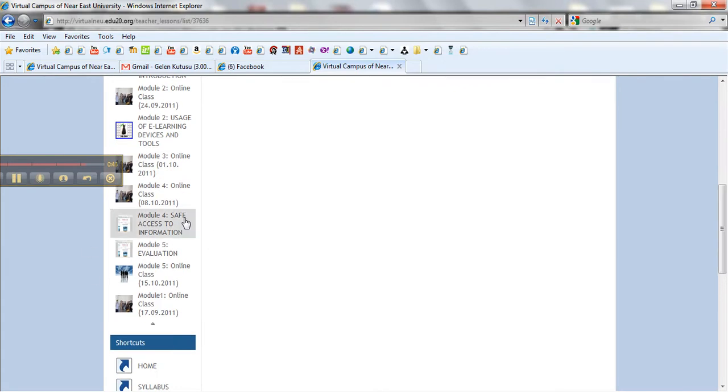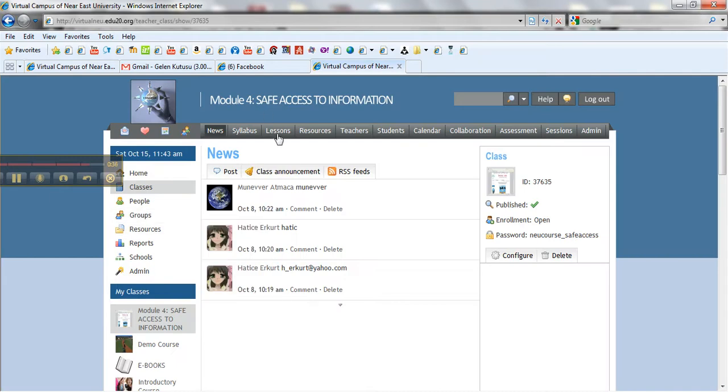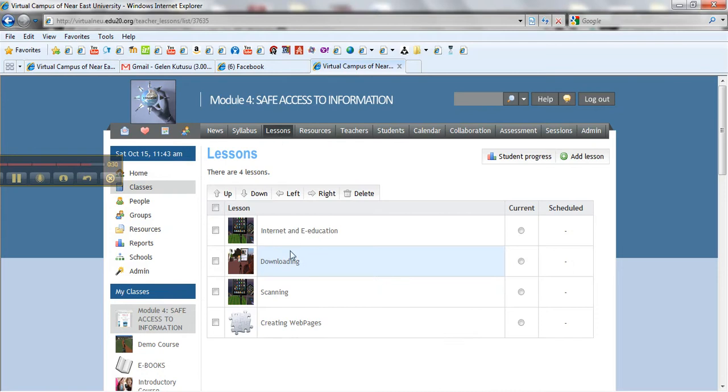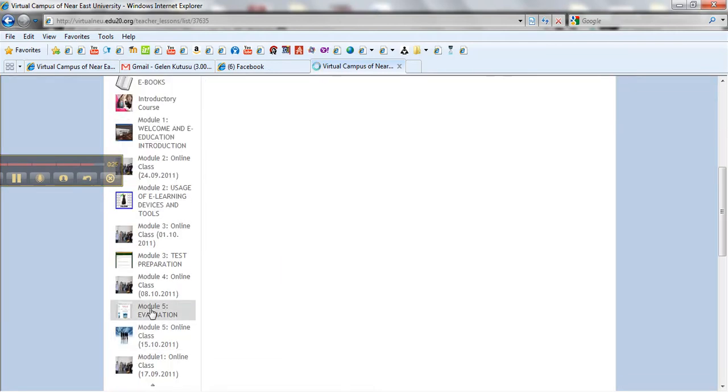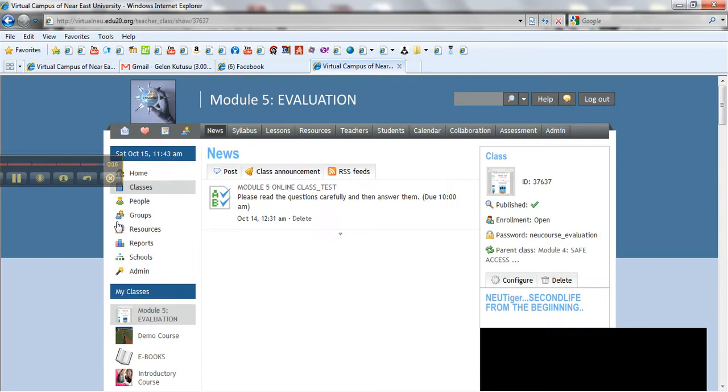Then we have seen module four. And in this module four, we had lessons of safe access to information, internet and education, downloading, scanning, creating web page. And our last module was evaluation. We have experienced how we can upload something to our portfolio and how we can evaluate our students using Microsoft Excel.